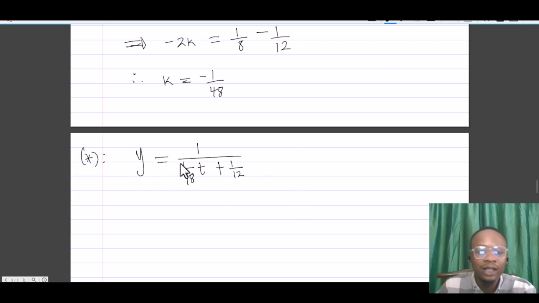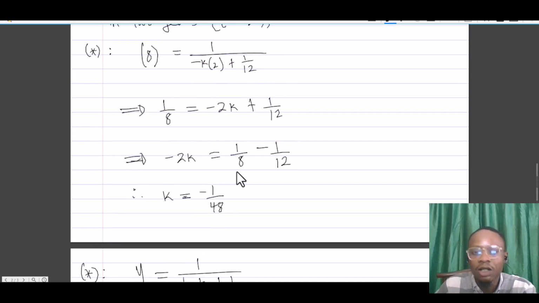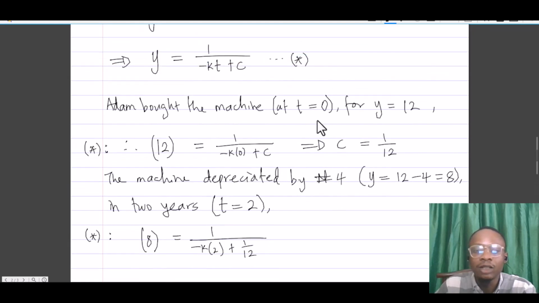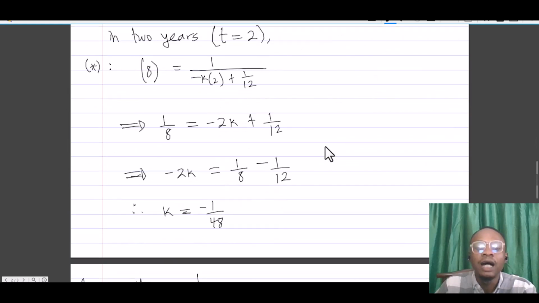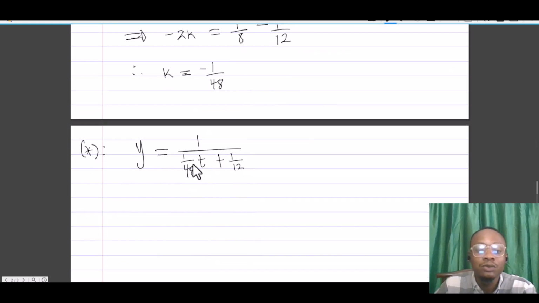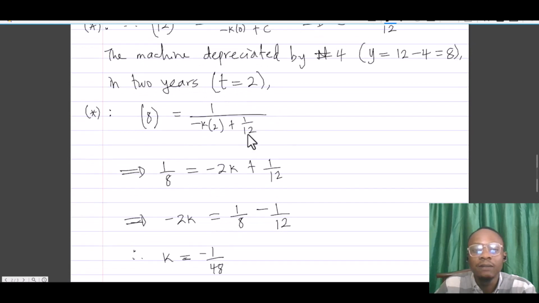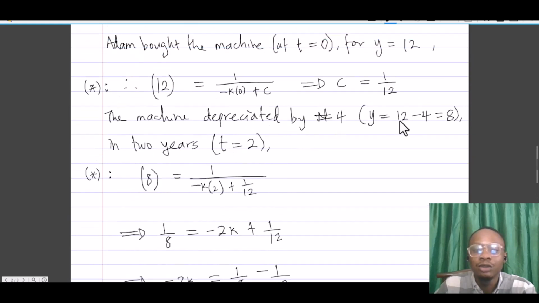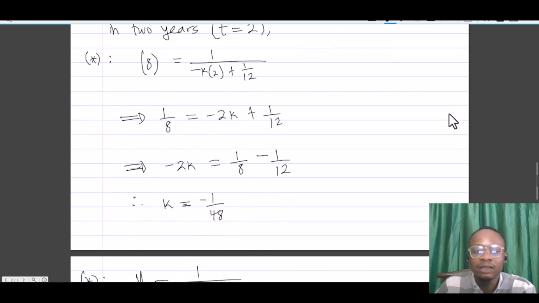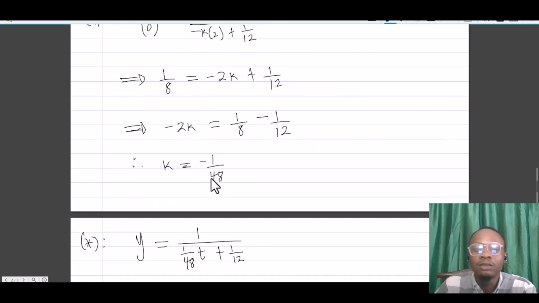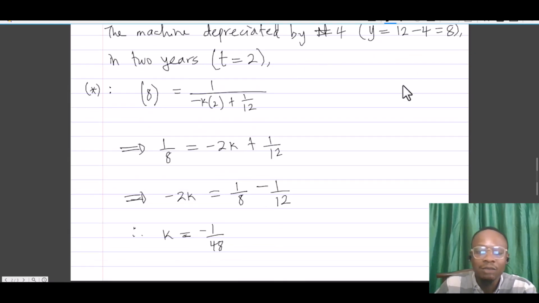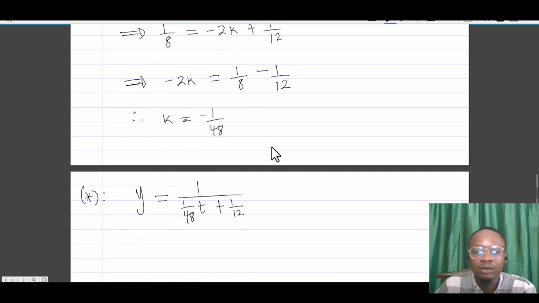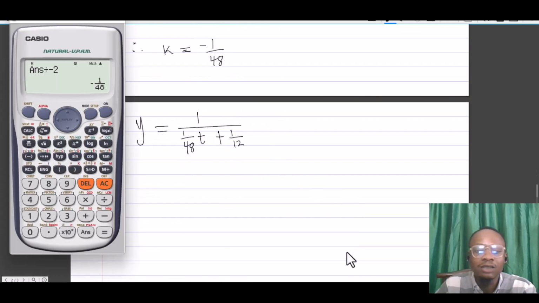So if you want to get what y is at time t equals 0, we substitute 0 here, it should give you 12, which was what the machine was bought for. Okay, and if you substitute let's say 2 here, we're told that the value dropped by 4, which means it became 8 in 2 years. You substitute 2 here, it must give you 8. If it doesn't, then that means there's an issue with these calculations. Okay, so we can easily check that with calculator just to be 100% certain that we've done the right thing.